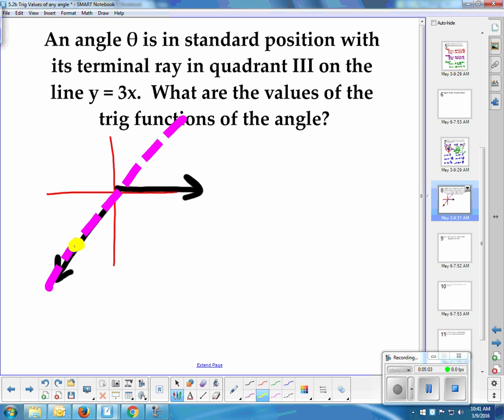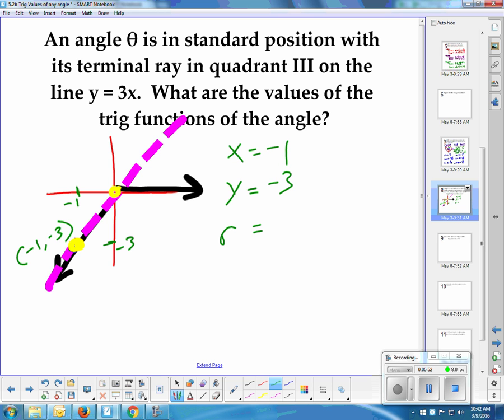I'm going to use the fact that the line has a slope of 3 to count backwards. If I went over 1 and down 3, between there and the origin, rise of 3, run of 1, kind of old school there, that would give me a point on the terminal ray. So that's the point -1, -3. Now I could have done it several times, but any point on the line would have been fine. So I'm going to choose x equals -1, y equals -3.